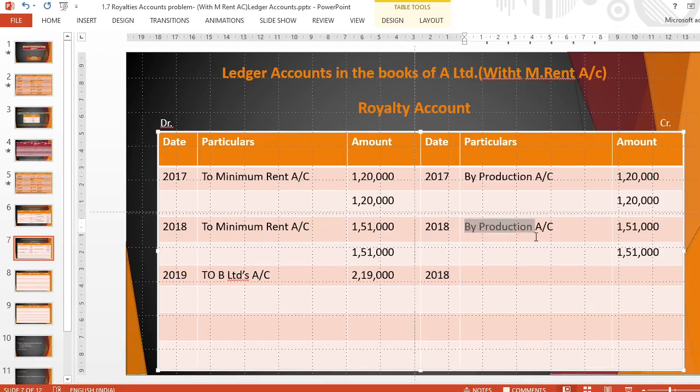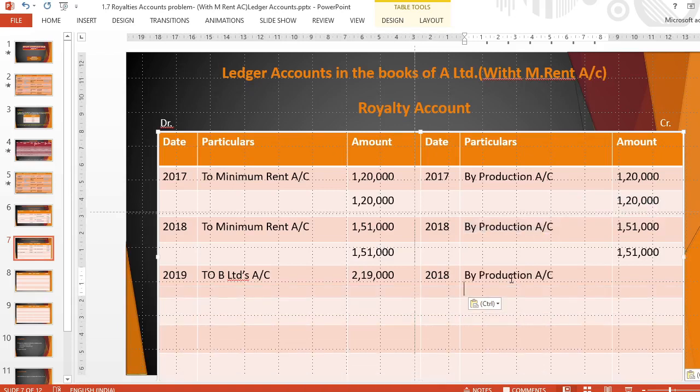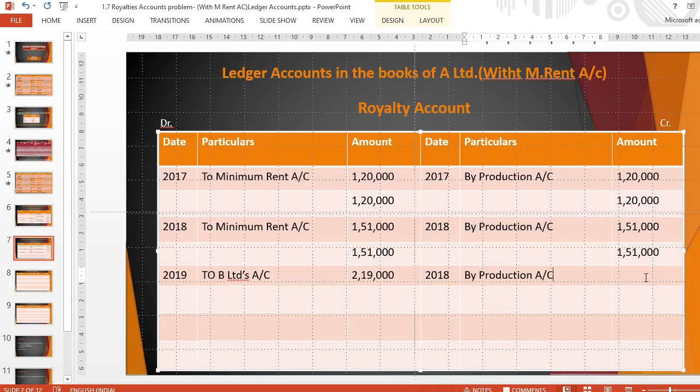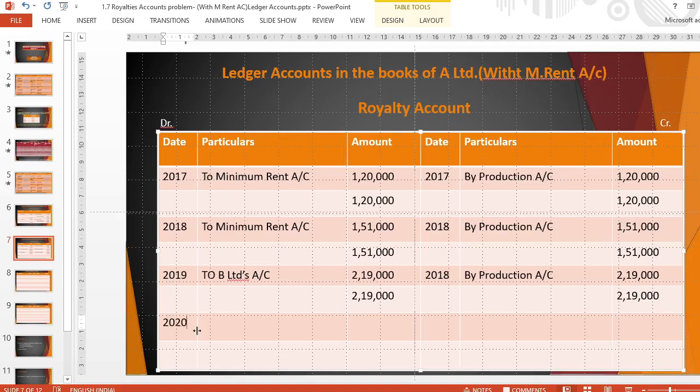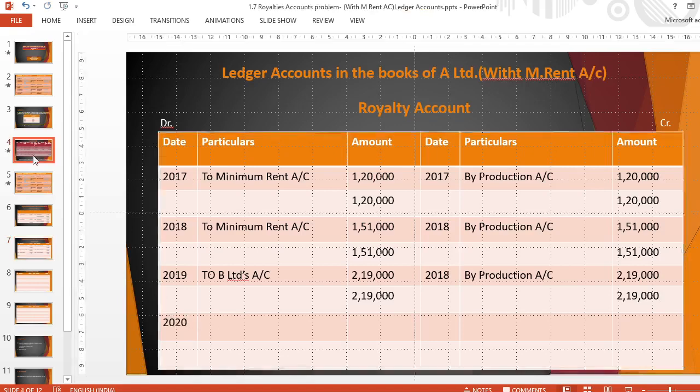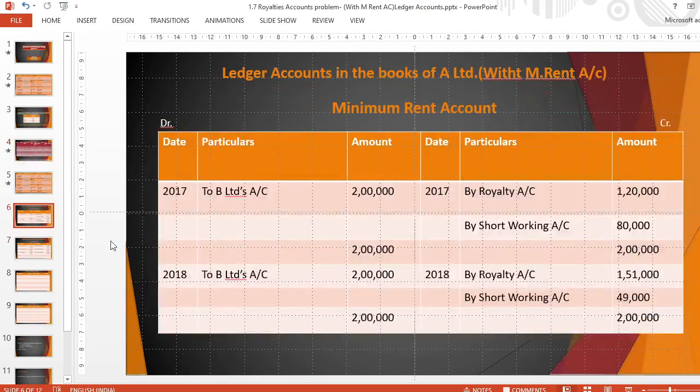So by production account, the amount is 2,19,000. The entire 2,19,000 is transferred to production account. So there is no further transaction, and I'll close the books for the year 2019. It's 2,19,000. Then in the last year 2020, again we have not prepared minimum rent account.